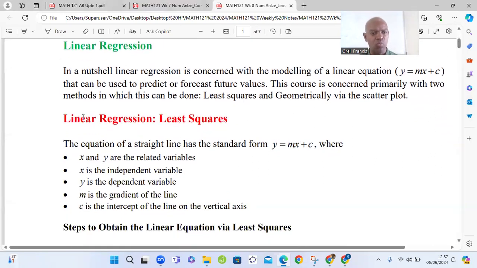So in least squares, the equation of a straight line has a standard form: y is equal to mx plus c, where x and y are the related variables. In our case, this is hours of study and score. X is the independent variable, y is the dependent variable. So hours independent, score dependent, score depends on the hours. m is the gradient and c is the y-intercept.